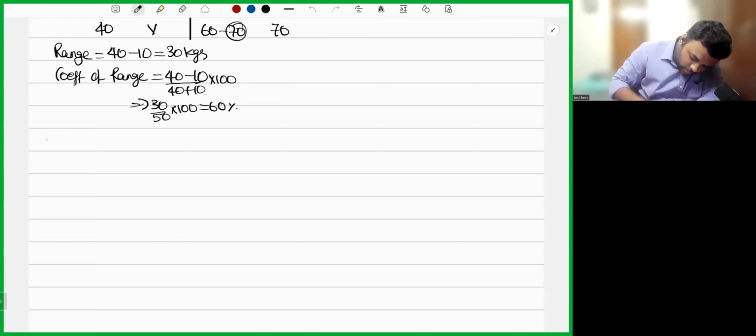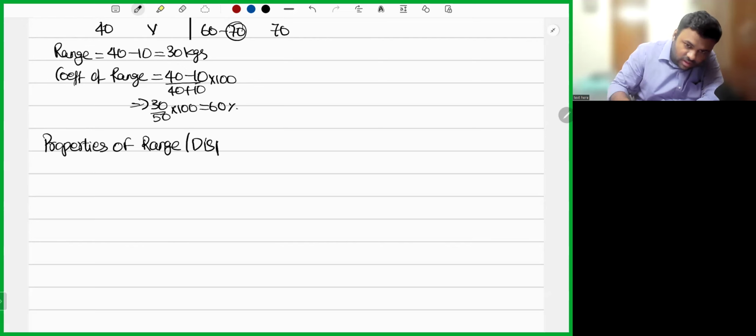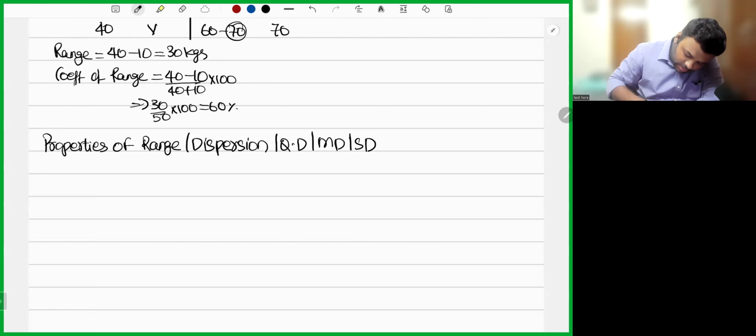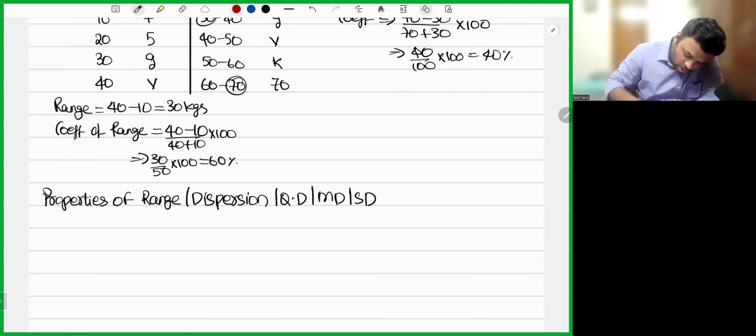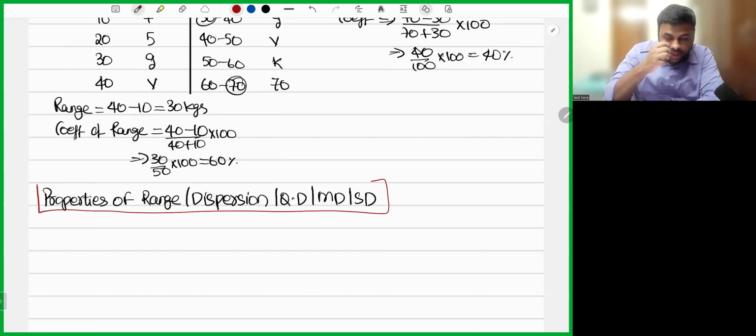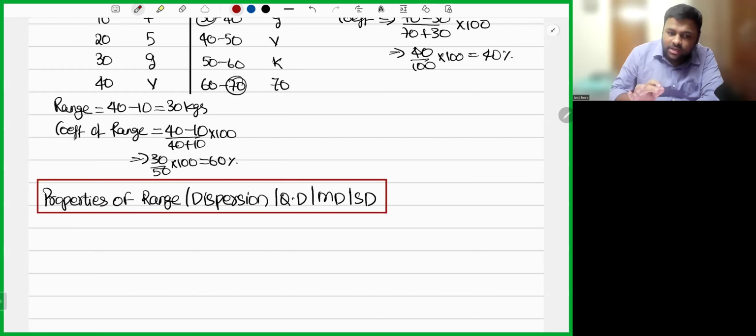Now, properties of range, quartile deviation, mean deviation, standard deviation. The properties I'm teaching you now are the same for all four things. There is no change. The properties are the same for the entire dispersion.